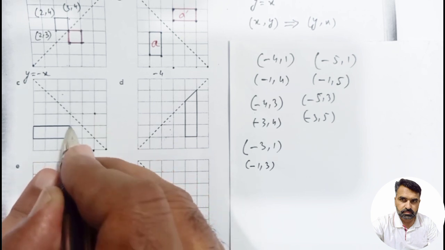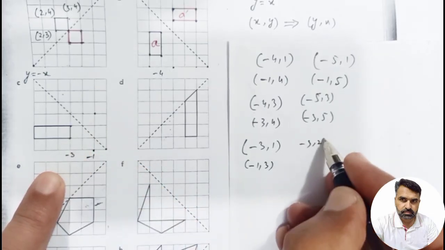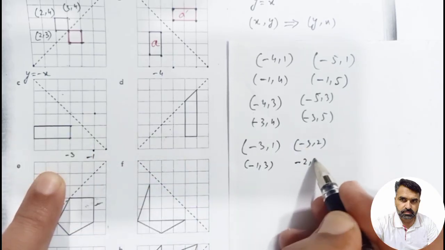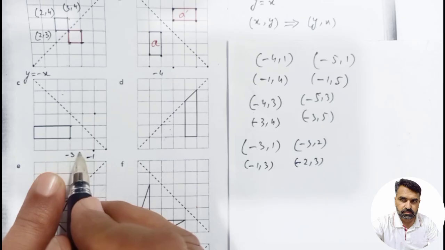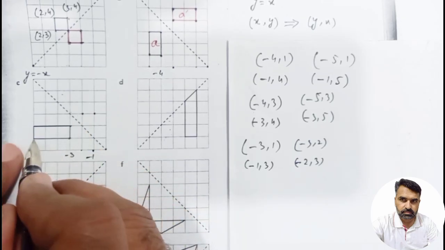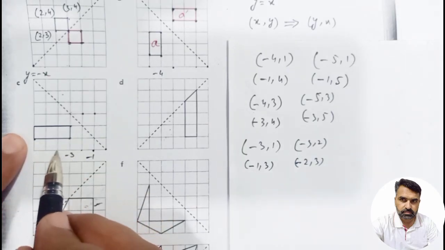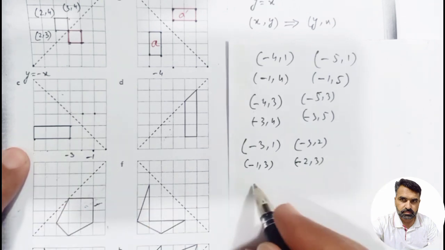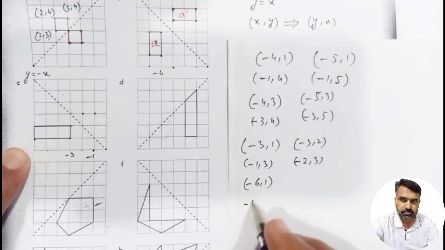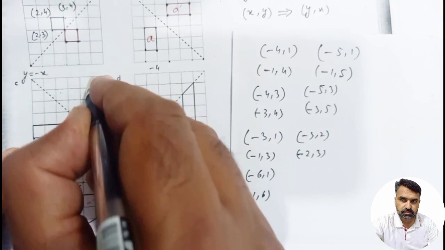And students, now look at the coordinates of this point, minus 3 and 2, and when we change according to this line, it will become minus 2 and 3, and students, minus 2 is this, 1, 2 and 3. Now students, look at the coordinate of this point, and the coordinates are minus 6 and 1, and minus 6 and 1 will be changed according to this equation into minus 1 and 6. This is minus 1 and it is minus 6.